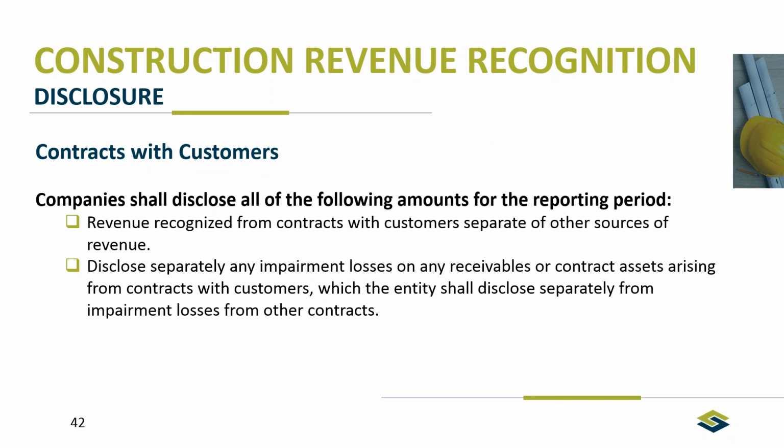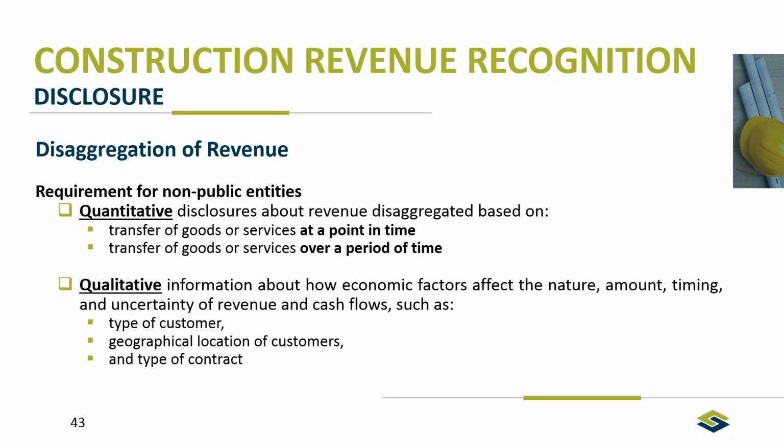Regarding contracts with customers, companies are going to have to disclose all of the following amounts for the reporting period. Revenue recognized from contracts with customers separate from other sources of revenue. And companies are going to have to disclose separately any impairment losses on any receivables or contract assets arising from contracts with customers, which the entity shall disclose separately from impairment losses from other contracts.